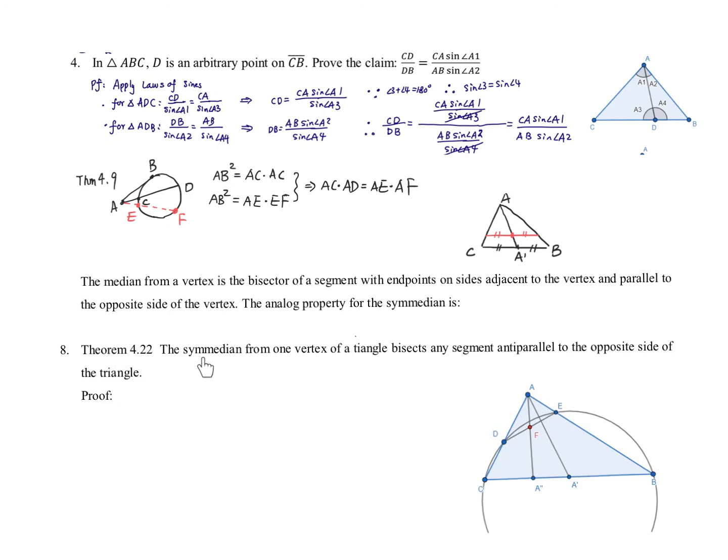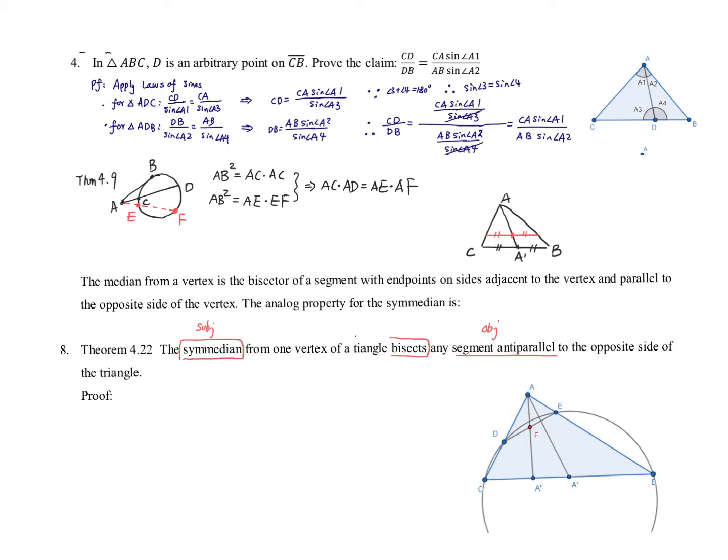The theorem says the C-median from one vertex of a triangle bisects any segment antiparallel to the opposite side of the triangle. If I have to identify what I want to prove, here's the subject of the statement, here's the verb of the statement, and then the object: the segment antiparallel to the opposite side. So that's what we want to prove.